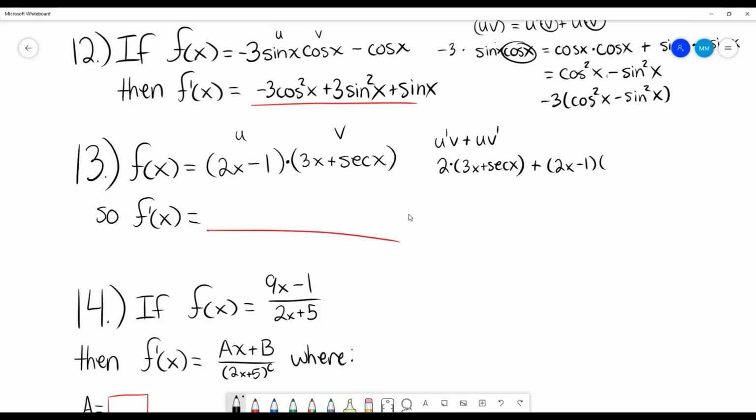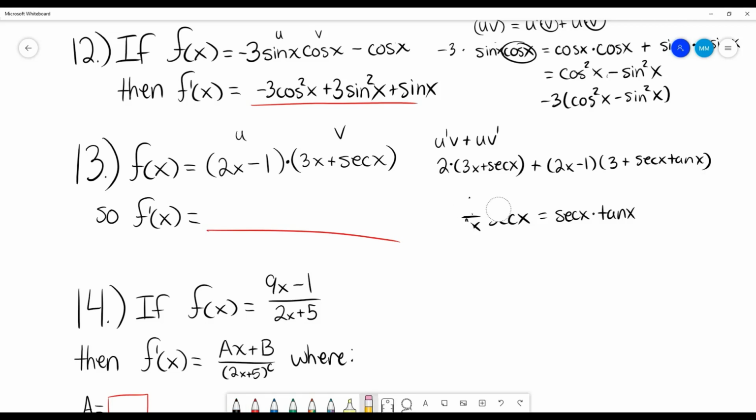Now we've got our sum rule here, so the derivative of this part is just a 3. But then the derivative of secant x is a little bit different. I believe this should be in the textbook in section 3.3. So the derivative of secant x is actually secant x times tangent x. So that's going to be what's in there.